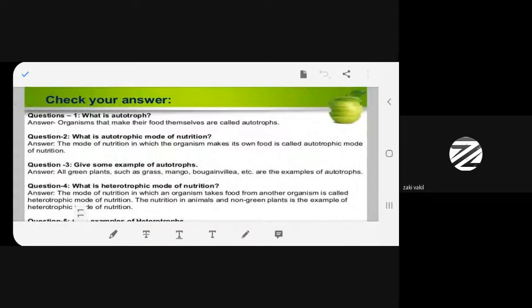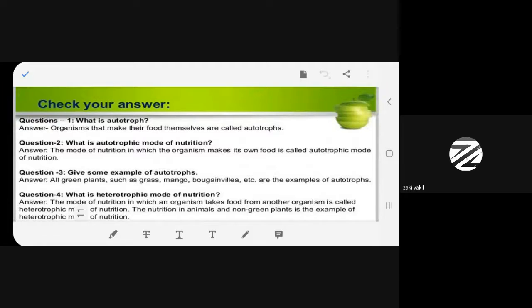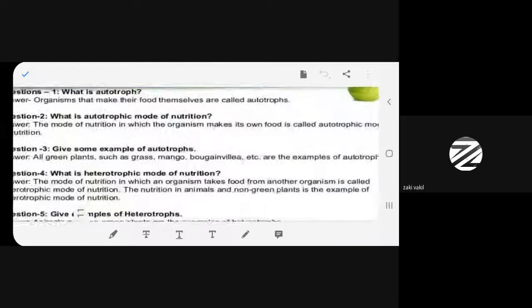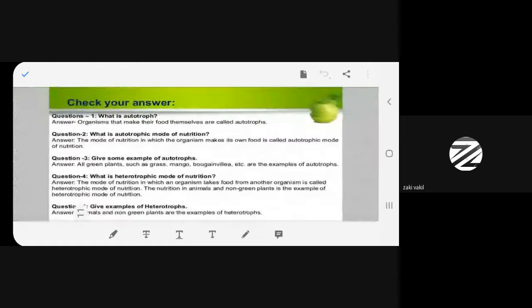So this is going to be your homework for today. You have to go to the uploaded video. If you are taking a snapshot, it's up to you. But go through the uploaded video without fail, because when you revise, it becomes easier.